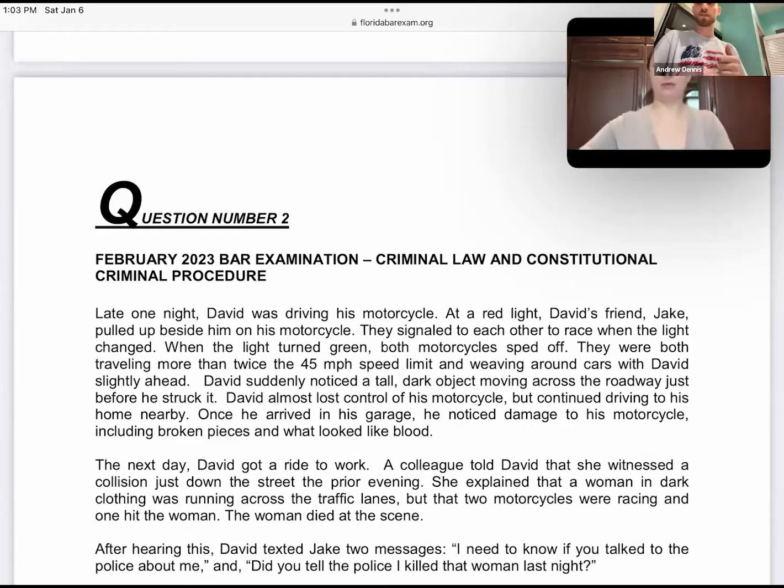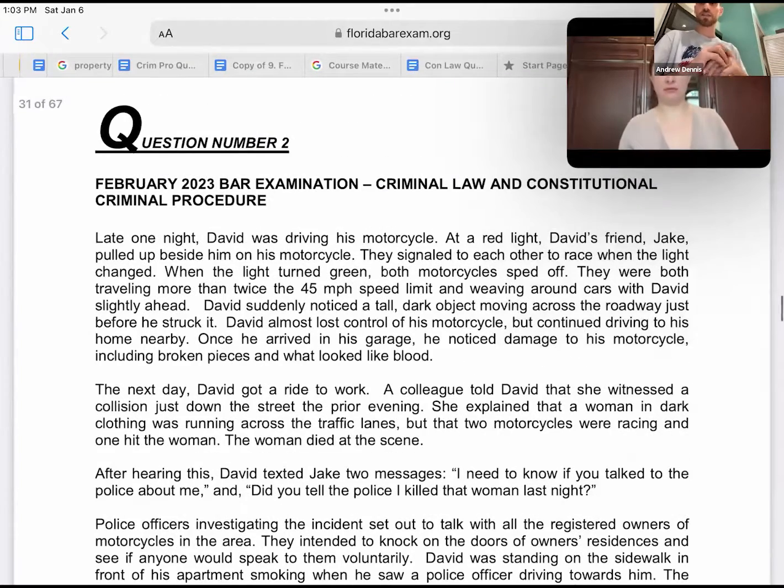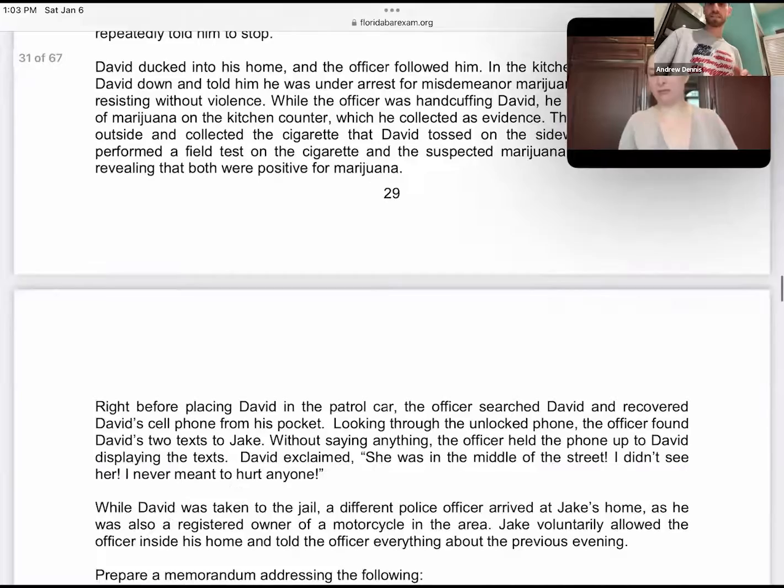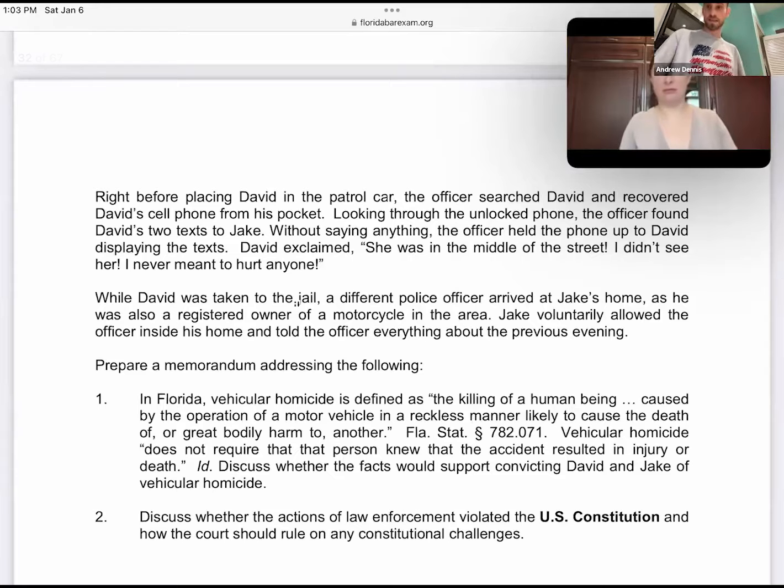So what happens here is we got this guy, David and Jake. They're driving motorcycles, and one of them runs into a lady. Now, the lady was wearing a dark shirt and was walking across the street, and it was at nighttime. They want us to argue under the specific statute that vehicular homicide is defined as the killing of a human being caused by the operation of a motor vehicle in a reckless manner likely to cause the death of or great bodily harm. Vehicular homicide does not require that the person knew the accident resulted in injury or death. Discuss whether facts would support convicting David and Jake of vehicular homicide.